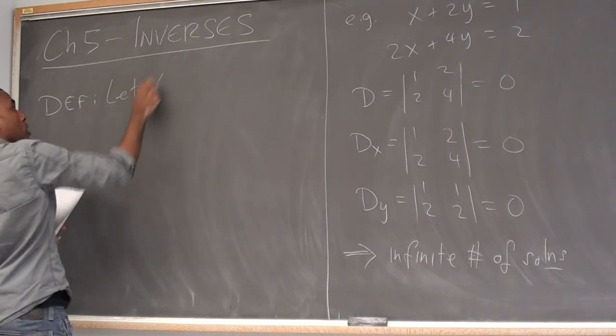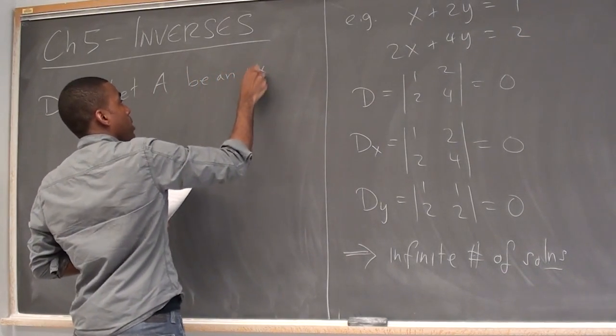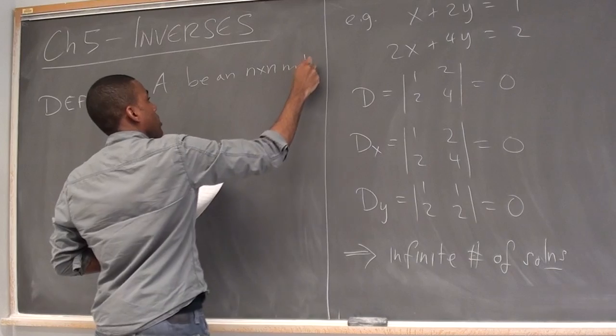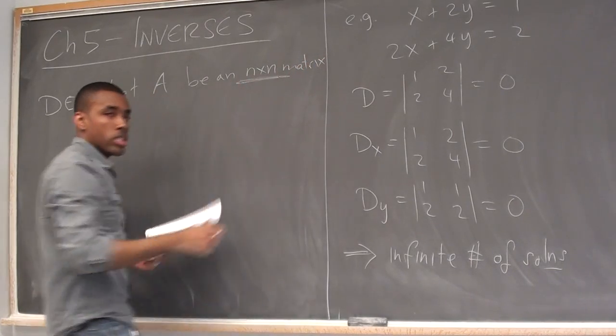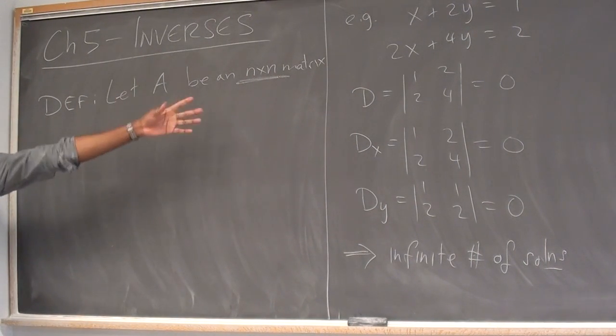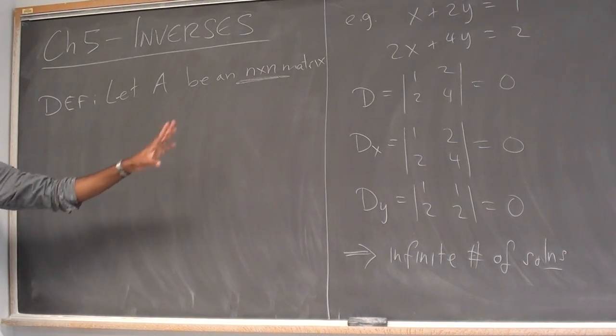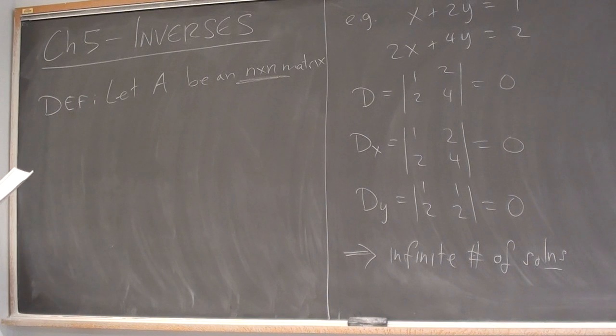That's fast. Let A be an n by n matrix. Again, inverses are something that only exist for square matrices. Not all square matrices. A determinant exists for every square matrix. Every square matrix has a determinant. The thing is, not every square matrix has an inverse, and we're going to see that.